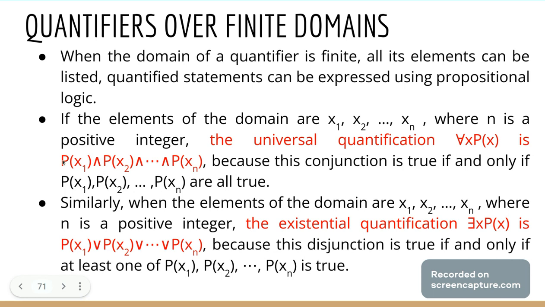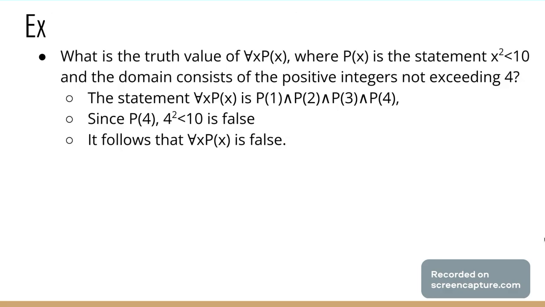So all these should be true if for all x P of x is to be true. We can check one by one whether all are true. In the case of existential, it is or. We can check one by one whether at least one value is true. That is for a finite domain.